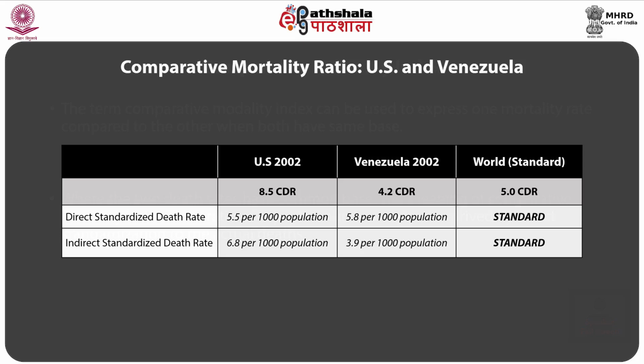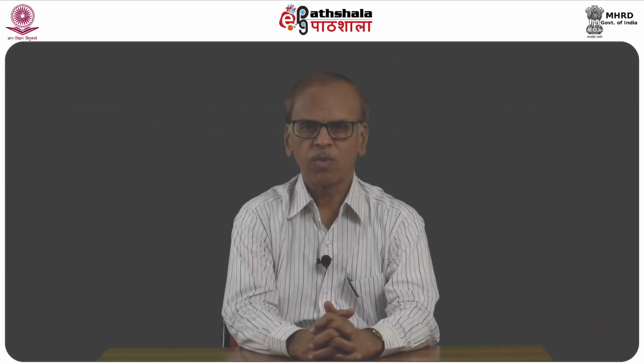Examining this, it shows clearly, making the standard world age-specific death rates and comparing the Venezuela and US population structure, that the death rate of Venezuela is higher than the death rate of US. Similarly, when you consider the indirect standardization, that means considering the population structure of US and comparing with the age-specific mortality rates of the world, then US shows 6.8 as an indirect standardization death rate, whereas Venezuela is 3.9. Further discussion will be shown in the next one.